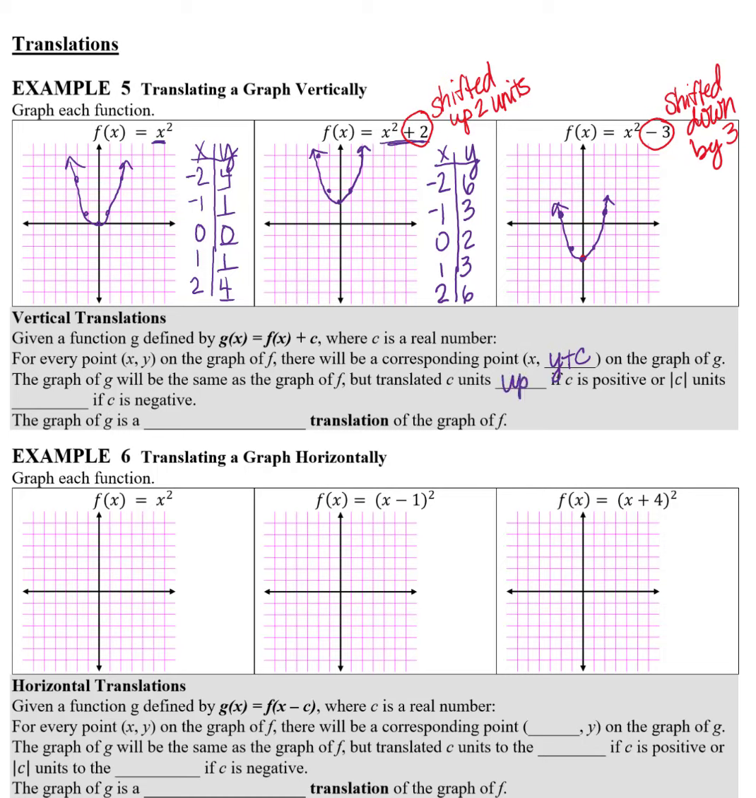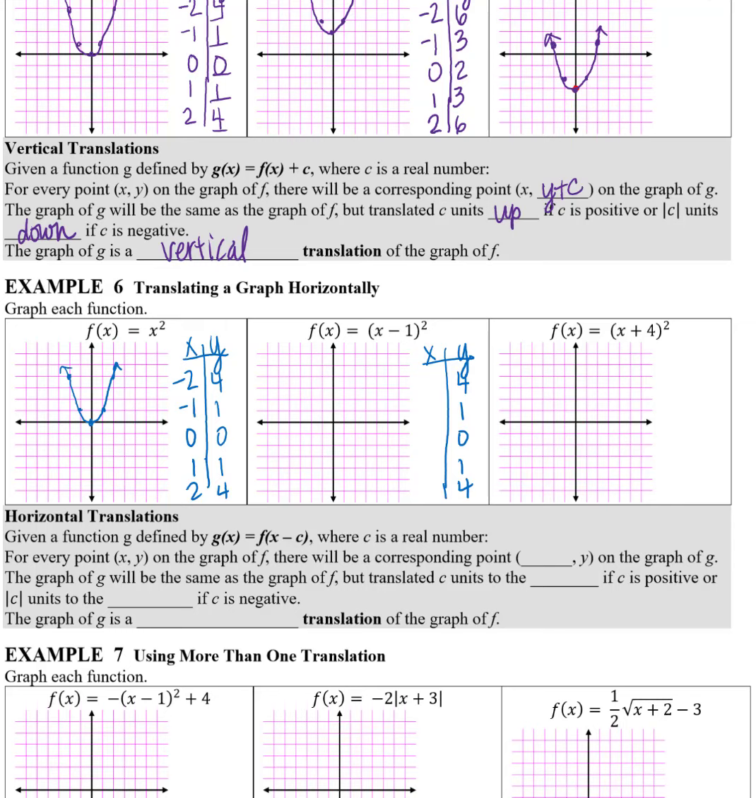Now, for the next one, do you see how there's an x minus 1 inside the parentheses? So that -1 is something that's different than the first one. So I'm going to keep the y's the same. I want 4, 1, 0, 1, and 4, and figure out what my x's have to be to get those values. So if I wanted 0, do you see how x would have to be 1?